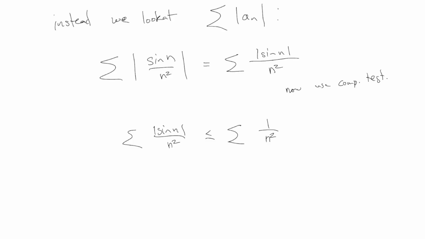Yeah? It is a p series, yeah. And does it converge or not? Yes, it converges because the p is 2, which is greater than 1. That's the rule. So this is a p series, p greater than 1.